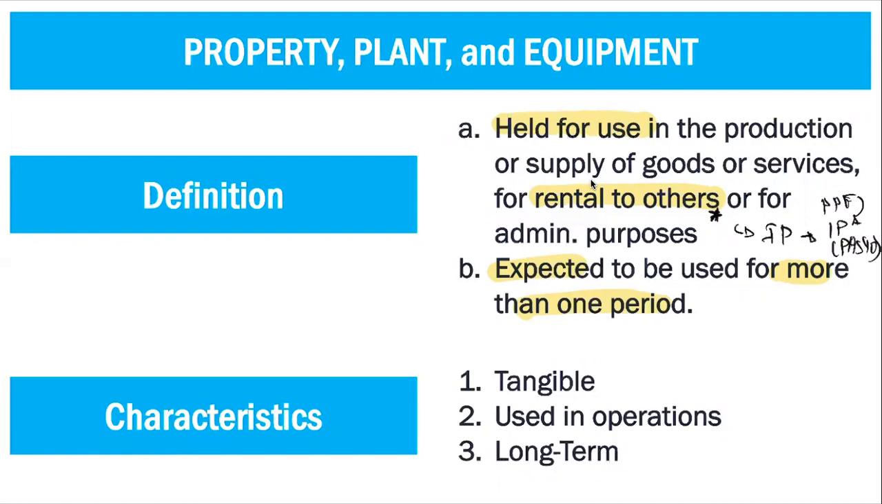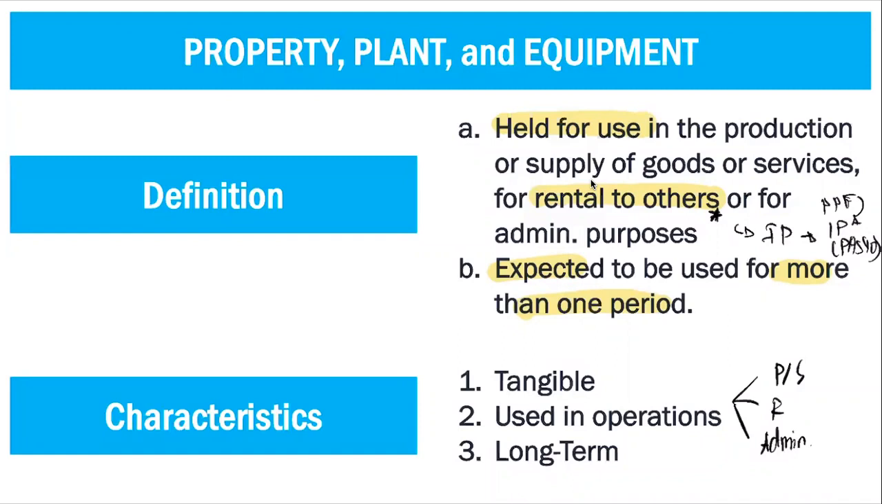Next, it is used in operations. So when we say used in operations, there are three main operations. First is for the production or supply of goods and services. Next, it can be for rental. Next, it can be used for admin purposes. So what's an example of PPE used for admin purposes? So example, we have here a building.